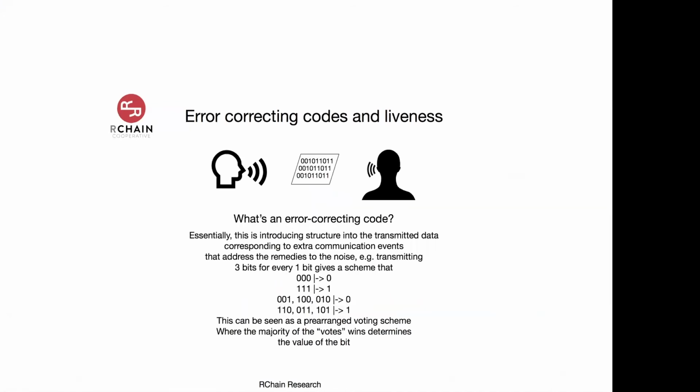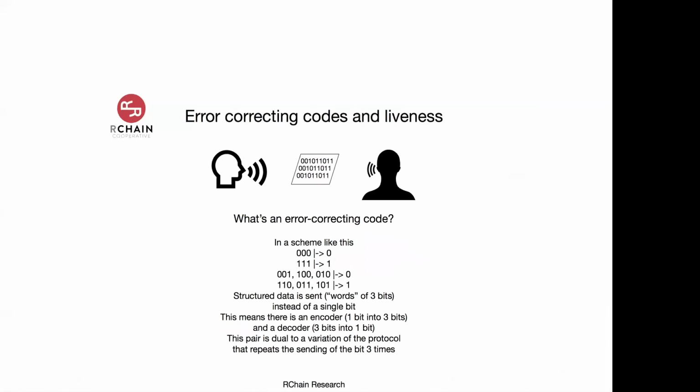Here's a really simple example that I mentioned last time. If for every bit you send 3 bits, then it becomes a kind of voting scheme, right? If you see three zeros, that's clearly a 0. If you see 3 ones, that's clearly a 1. If you see 2 zeros, that's a 0 with some percentage chance of being wrong. And if you see 2 ones, that's a 1 with some percentage chance of being wrong. So that's a simple scheme.